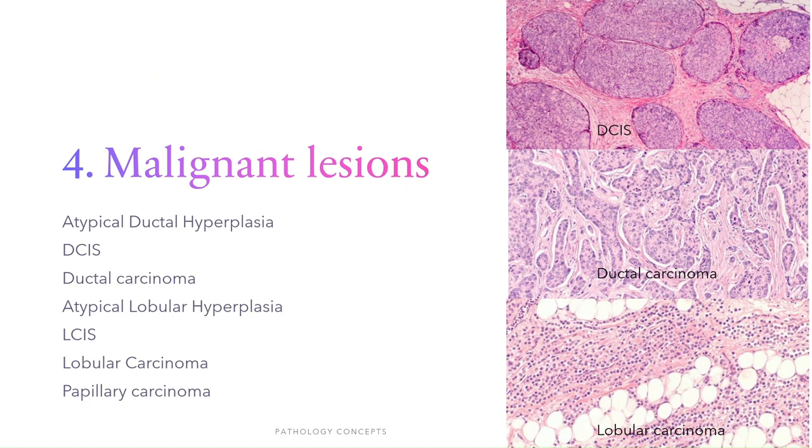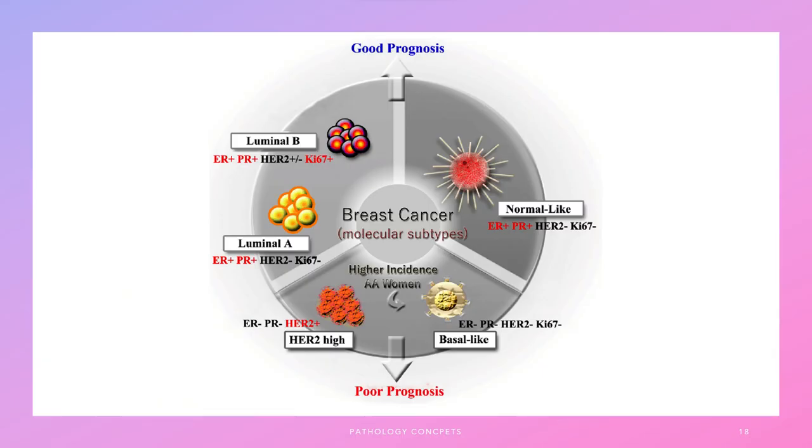Fourth is malignant lesions. They include atypical ductal hyperplasia, which may convert into ductal carcinoma in situ, which may convert into ductal carcinoma. Then atypical lobular hyperplasia, lobular carcinoma in situ, lobular carcinoma, and papillary carcinoma. The molecular subtyping of breast carcinoma is useful for understanding the prognosis. If the breast cancer shows ER/PR positivity, with HER2 positivity or HER2 negativity, then it shows good prognosis. But if breast cancer shows ER/PR negativity, then it shows poor prognosis.